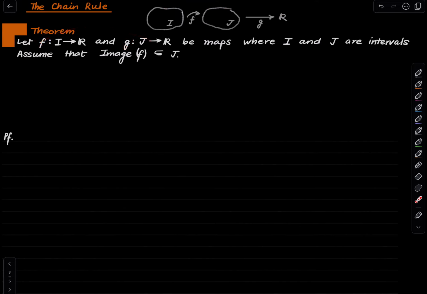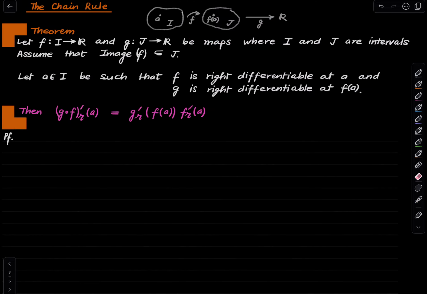So in pictures, suppose I know f is right differentiable at a, and I know g is right differentiable at f of a. What can I say about the right differentiability of the composite function? And what can I say about its derivative? So that's the question that we are going to answer.